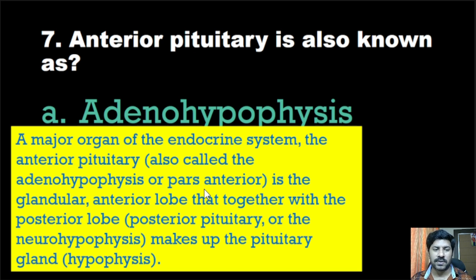Anterior pituitary, also known as adenohypophysis or pars anterior, is the glandular anterior lobe that together with the posterior lobe makes up the pituitary gland. Pituitary gland's other name is hypophysis, anterior pituitary adenohypophysis, posterior pituitary neurohypophysis. So you are getting more multiple choice question answers. Anterior pituitary's other name is adenohypophysis and one more name is there, pars anterior. Other name of pituitary gland is hypophysis. Other name of posterior pituitary is neurohypophysis.